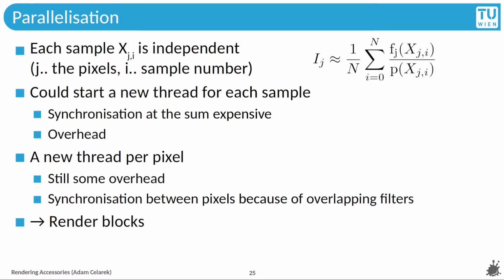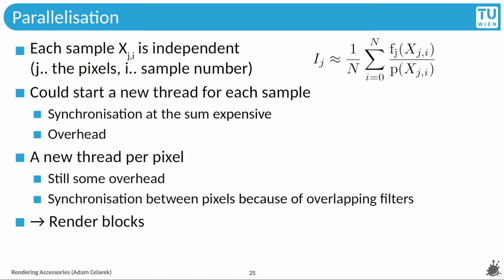Monte Carlo rendering is embarrassingly parallel, as every sample of the integrand is independent. We are talking about the path that starts or ends at the camera, not the hemisphere samples, although these would be independent as well. So we could start a new thread for each sample, for each path that starts at the camera. But that would require synchronization at the sum and probably unneeded overhead for threading. That might pay off for GPUs, but probably not even that.